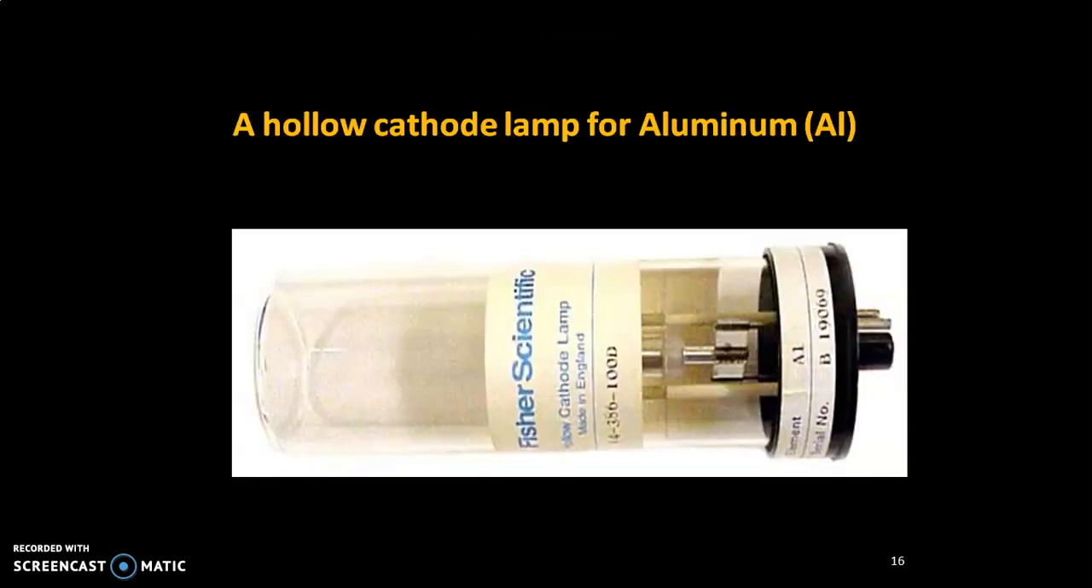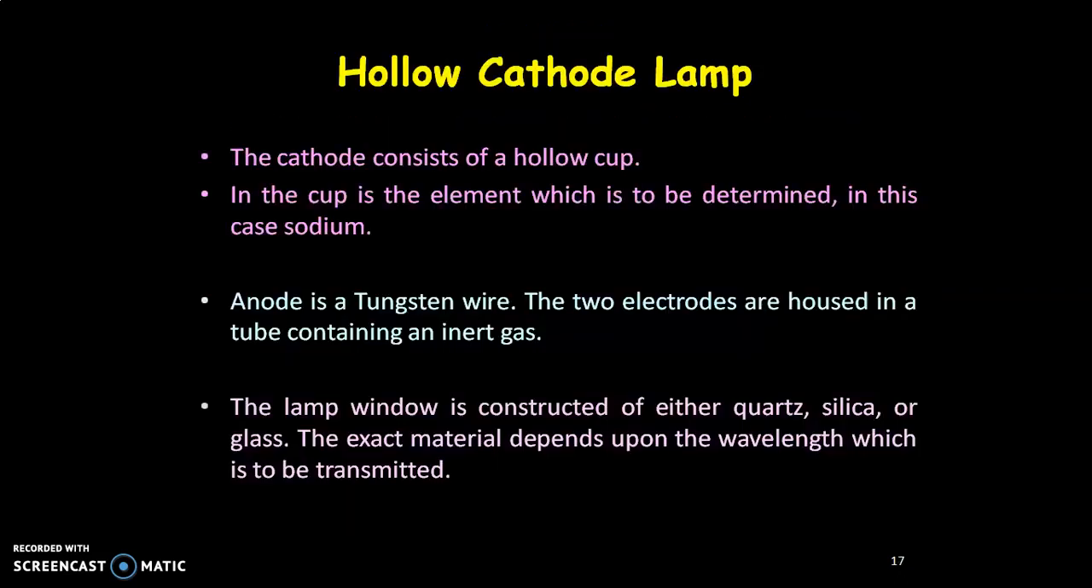This is the actual picture of the hollow cathode lamp. Now, construction of hollow cathode lamp. The cathode lamp consists of a hollow cup. In the cup, the element which has to be determined is present. For example, to determine sodium, a sodium lamp is required. Another is the tungsten wire, which is the anode.